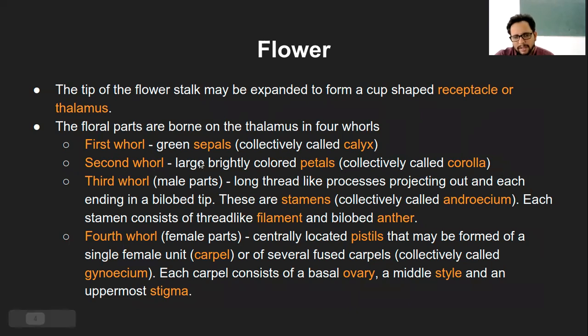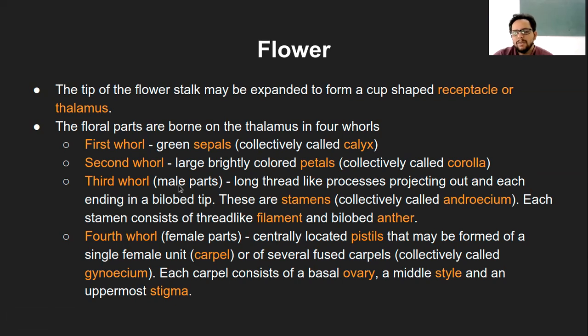Third whorl now. These third and fourth ones are the reproductive structures. First and second are non-reproductive. Third and fourth whorls are the male reproductive structure and the female reproductive structure. They take part in the process of fertilization.